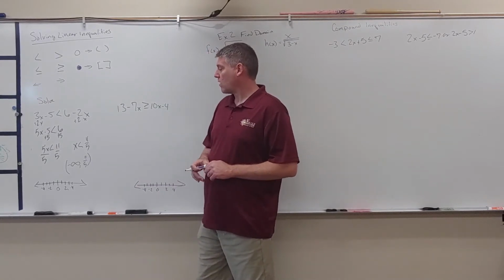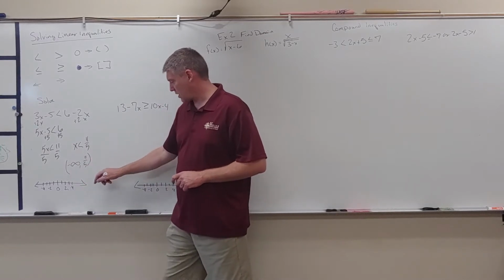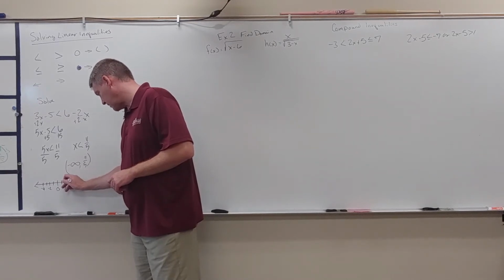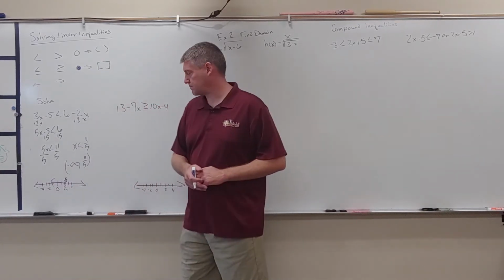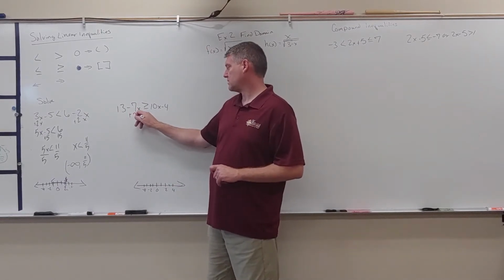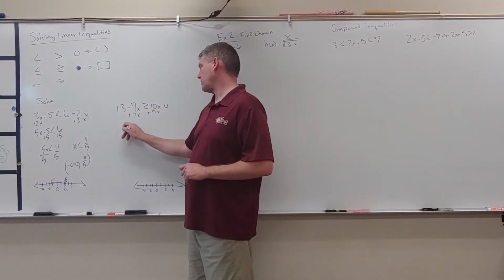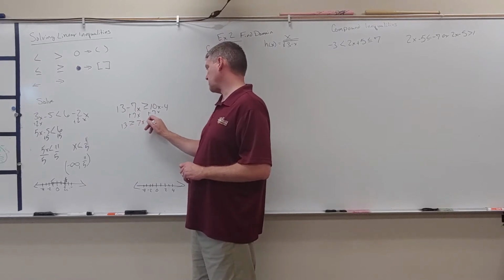Okay? Now, if I'm graphing this, this is where this comes in nice, is now I'm going to plot 11 fifths. So it's right here. So I'm going to put a little parenthesis right there at 11 fifths. And then I'm just going to put an arrow going that direction. So this next one, I'm going to add 7x to both sides.